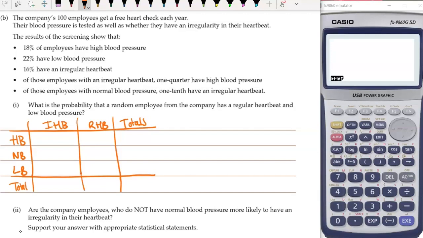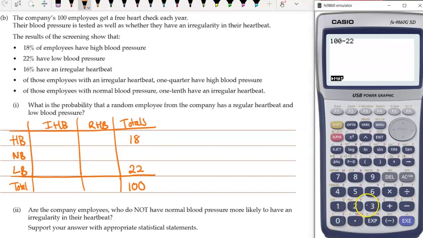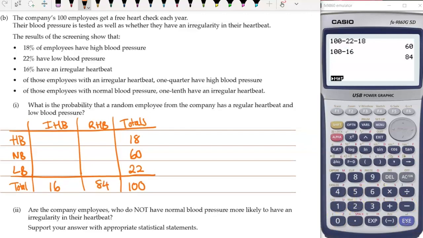Okay, so let's see if we can pop in here what we've got. Remembering we've got 100 employees in total. We've got 18% of them have high blood pressure, so we'll have an 18 total for high blood pressure, 22 for low blood pressure. Then if we do 100 minus 22 minus 18, we'll have 60 in here. 16% have an irregular heartbeat, so this total here will be a 16, and 100 minus 16 is 84 for this one.